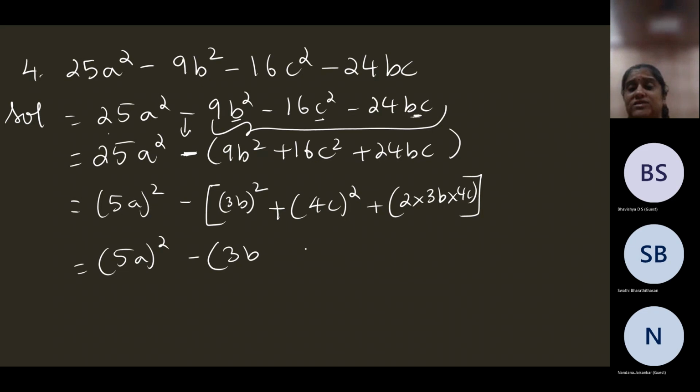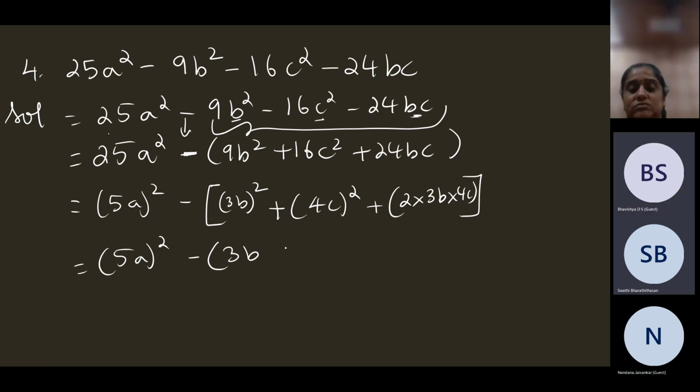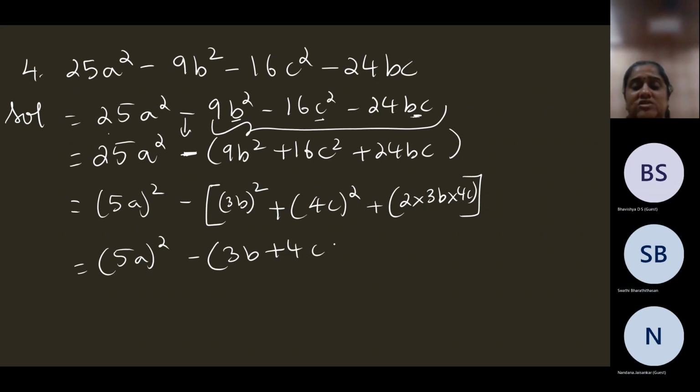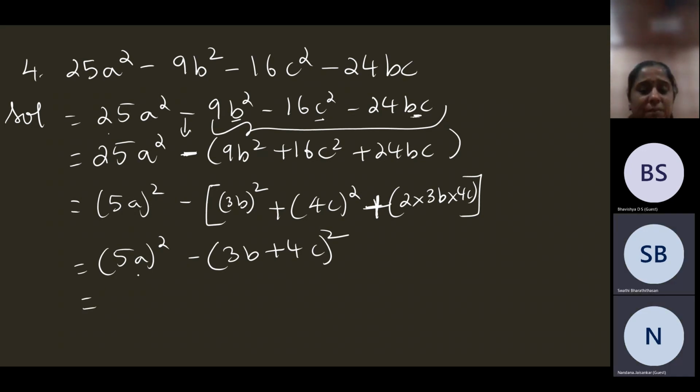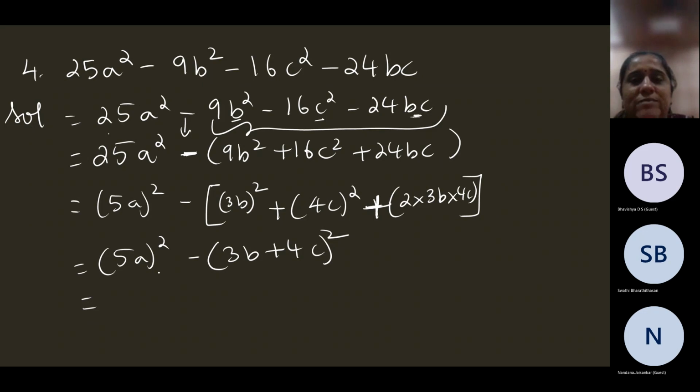Minus 4C or plus 4C? Plus 4C the whole square, because it's plus 2ab. So it'll be plus 4C the whole square. Now this looks like what? A square minus b square, or x square minus y square?